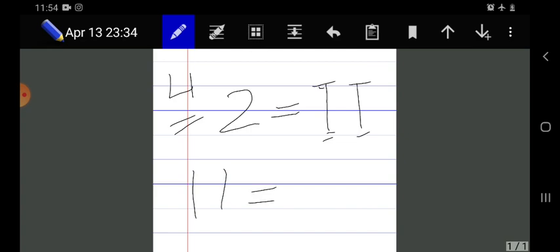11. For 11, we will mark the sign of 10, that is X, and 1, that is I. 10 plus 1 is equal to 11. We will write the sign of I on the right side, not on the left side. If we write the I on the left side, it will be deducted. But we have to make it 11, so that's why we have to add. And for adding any two symbols, we will write the other symbol on the right of the first symbol.